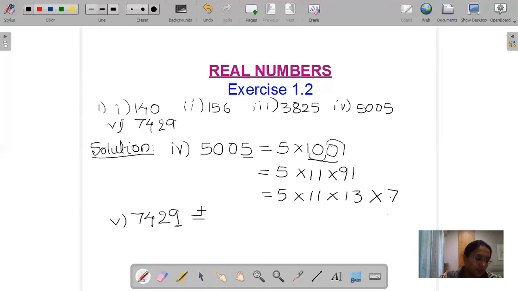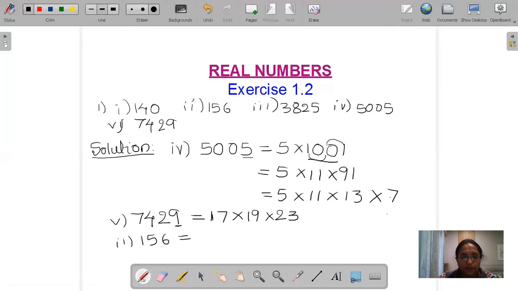In such cases, you have to just take 13, 17 like that. Here, the factors of this number are 17 into 19 into 23. You can do this. For such examples, you have to take higher numbers like 17, 19 like that. And here, the second example is 156.